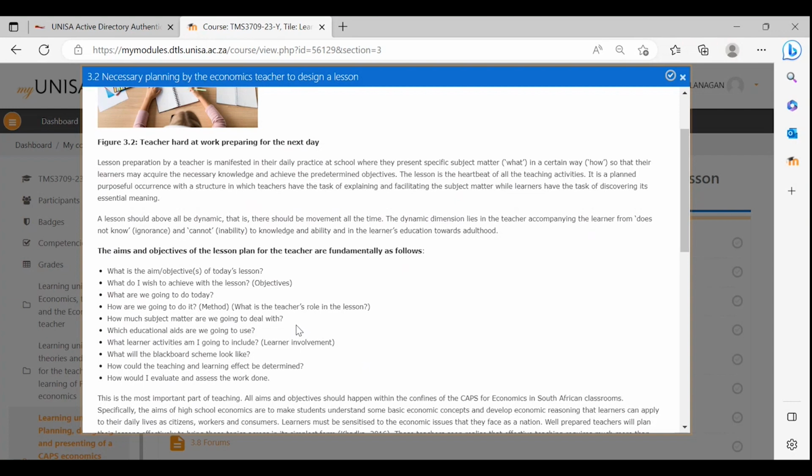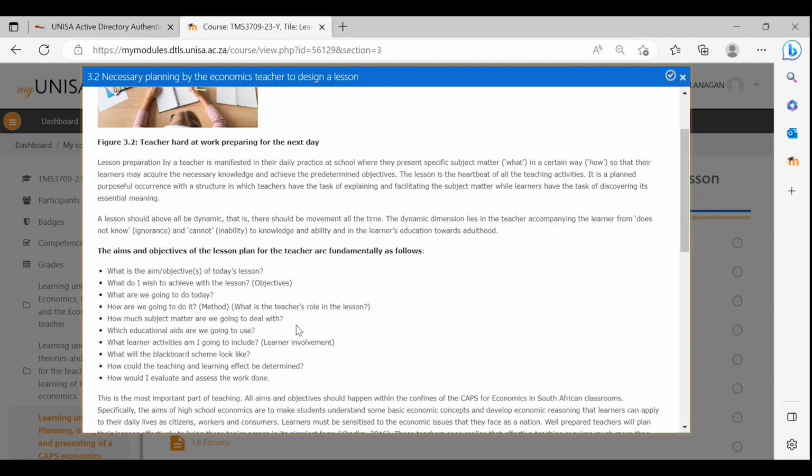Which educational aids are you going to use? Are you going to use posters? These days, of course, we make use of technology, social media, in addition to our normal teaching. What activities am I going to include? In other words, you must work out beforehand how you are going to include the learners in your lesson.